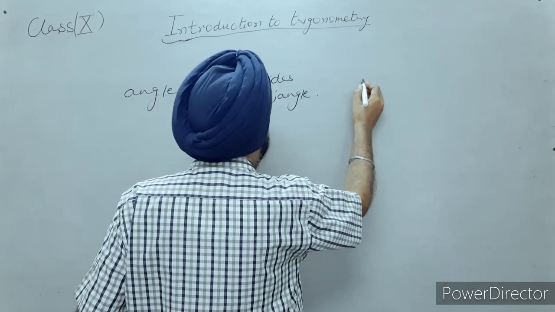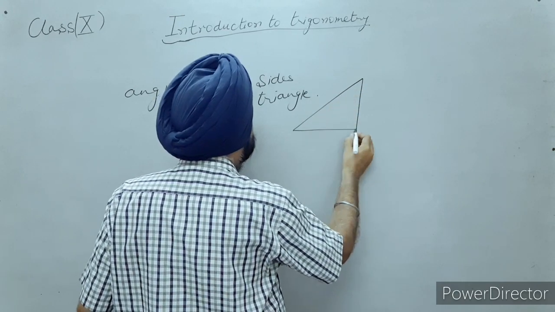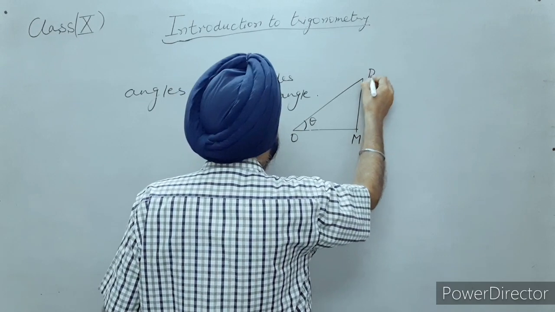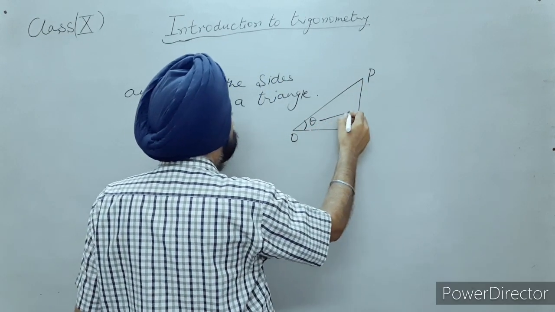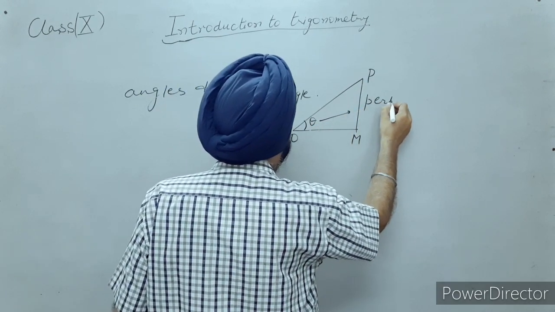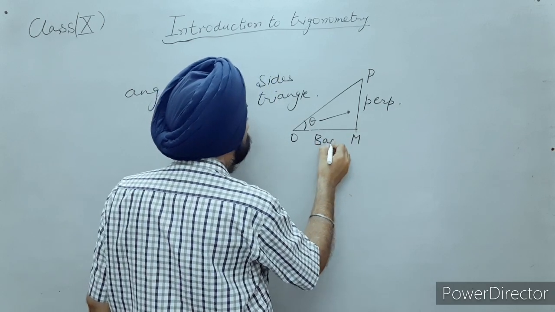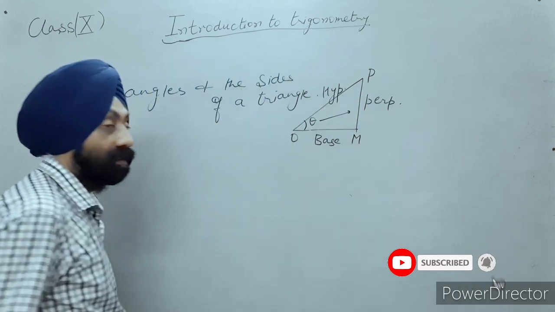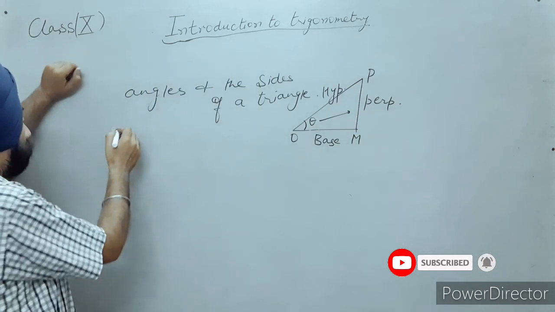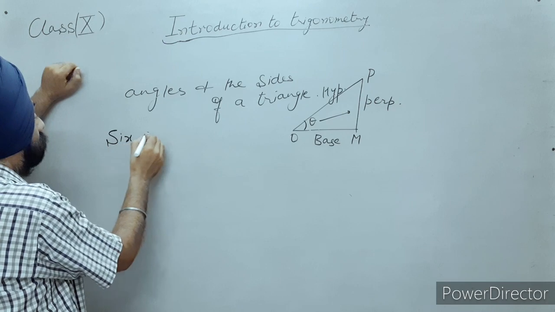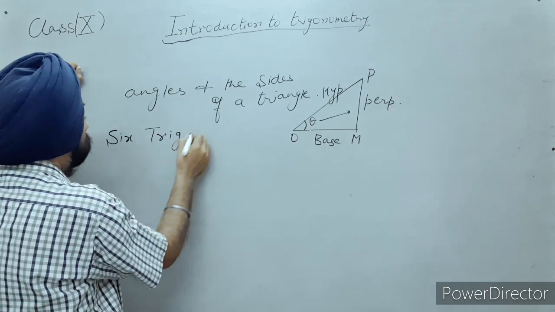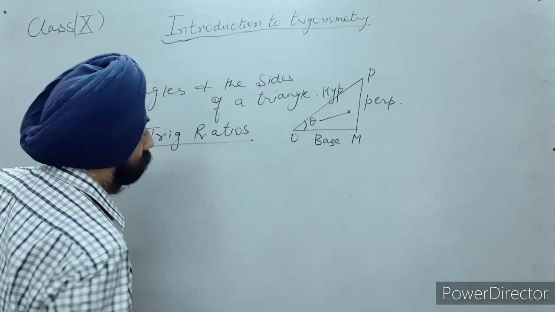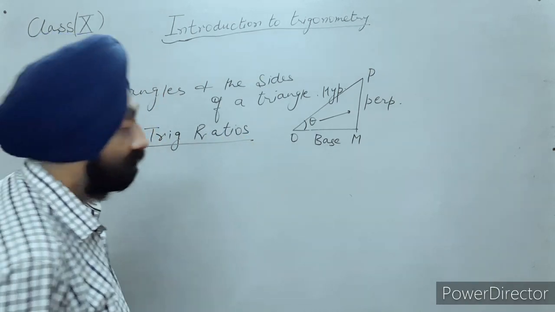Now let me draw a triangle, a right angle triangle. Straight away I will start off. This is OMP. This angle is theta. Opposite theta, it's perpendicular. This becomes the base, and this is the hypotenuse. Now there are 6 T ratios, 6 trigonometric ratios, which we will study in this chapter, trigonometry.